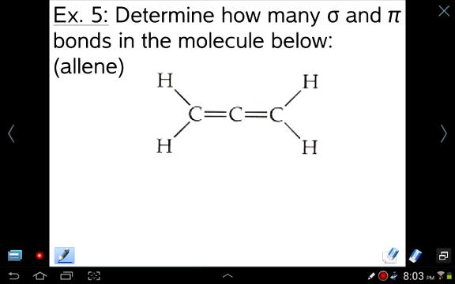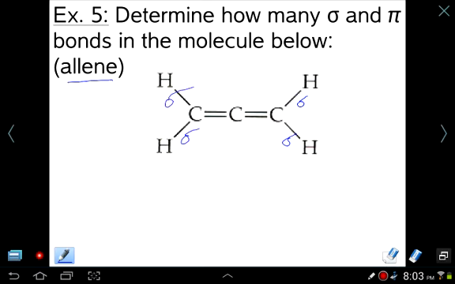So why don't we try to determine how many sigma and how many pi bonds are in the molecule below. The name is allene. Wouldn't that be a nice name to name your daughter? A perfect name, allene. And so what we have in this case, recall that every single bond is a sigma bond. So here's a sigma, here's a sigma, here's one, and here's one.